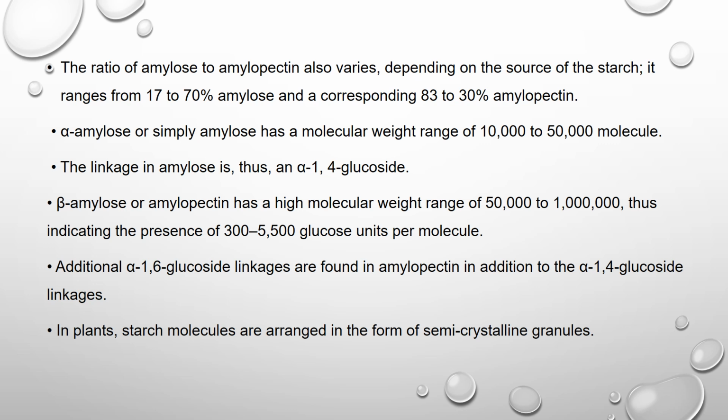Beta amylose is otherwise called amylopectin. It has a high molecular weight range of 50,000 to 1 lakh, that is 300 to 5500 glucose units per molecule. Alpha 1,6 glycosidic linkages are found in amylopectin in addition to the alpha 1,4 glycosidic linkages. In plants, starch molecules are arranged in the form of semi-crystalline granules.